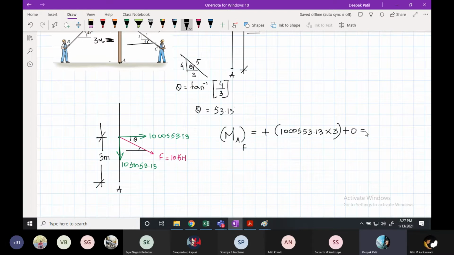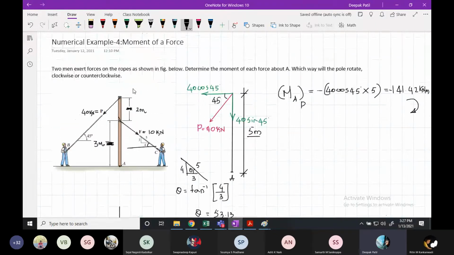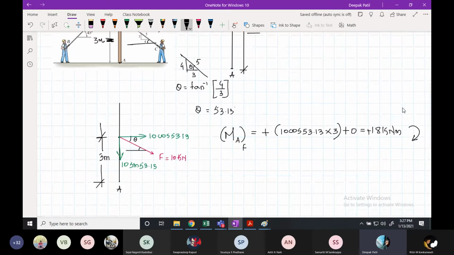So this comes out to be 10 cos 53.13 into 3 meters. It comes out to be 18 kilonewton meter. And you can see it is positive. It means it is clockwise. Sorry, here it should be anti-clockwise. Anti-clockwise. Is that okay, students?